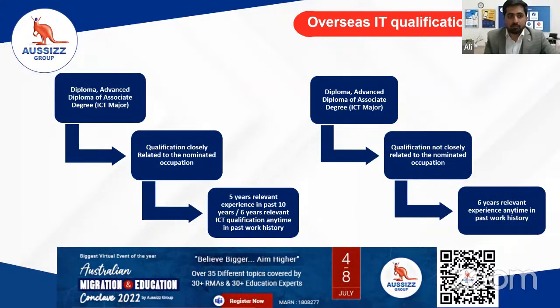Then diploma. So there are applicants who have completed relevant diplomas. Now, irrespective of where you have completed the diploma from, or advanced diploma or associate degree from, if your qualification is closely related, you need 5 years experience. If it is not closely related, you need 6 years of work experience.